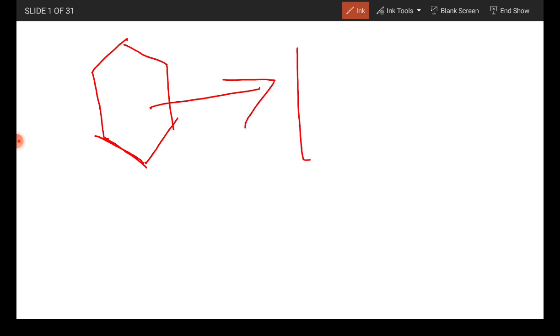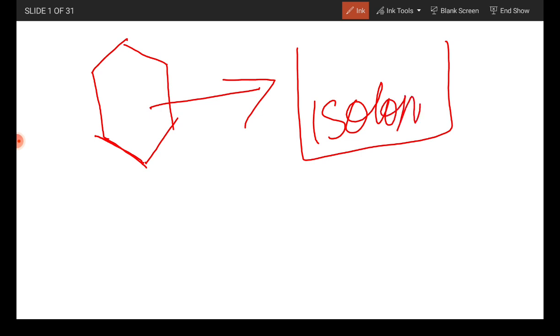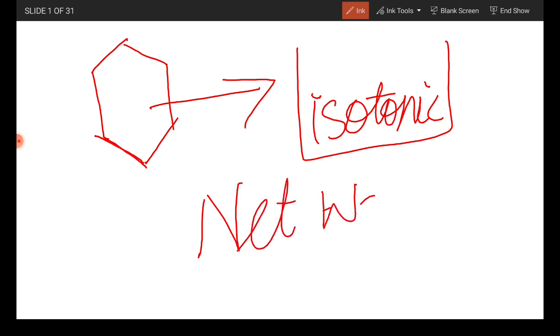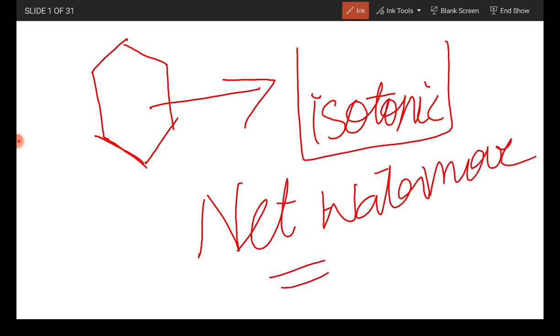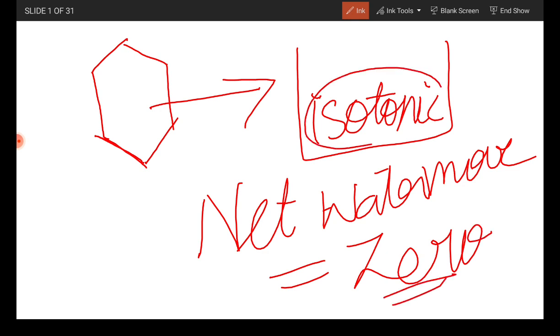Second case. When a plant cell is placed in an isotonic solution, what will happen? What will be the net movement of water? The net water movement is equal to 0. There will be no net movement of water since the solvent is isotonic in nature.